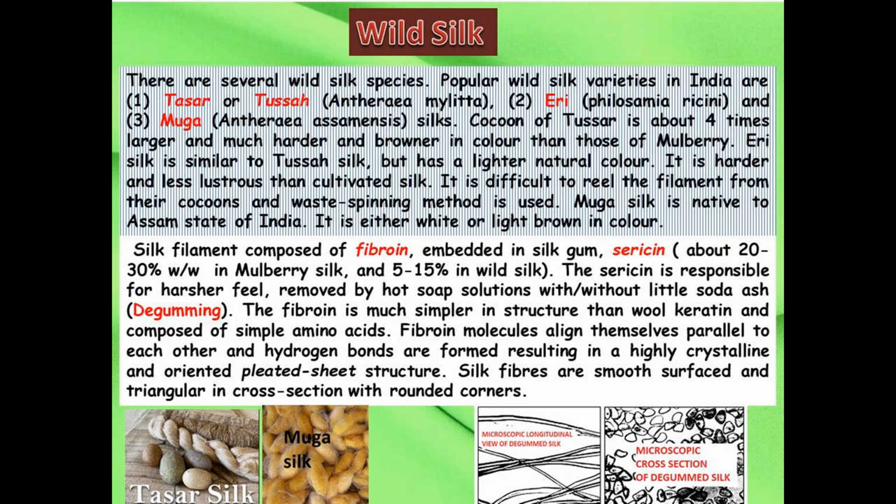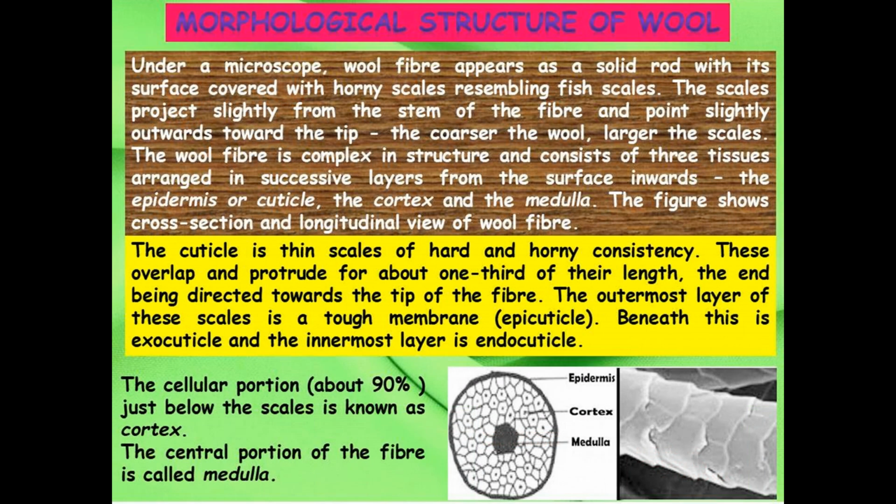The first figure shows how the wool is cut from the body of the sheep, and the second two are microscopic views of wool fiber. The first one is a longitudinal view and the second one is the cross-sectional view of wool fibers. Morphological structure of wool: under a microscope, wool fiber appears as a solid rod with its surface covered with horny scales resembling fish scales. The scales project slightly from the stem of the fiber and point slightly outwards towards the tip. The coarser the wool, the larger are the scales.